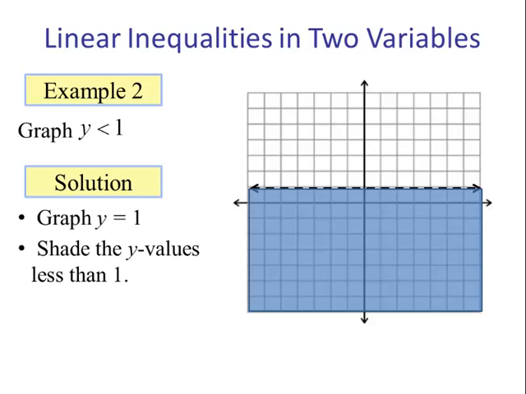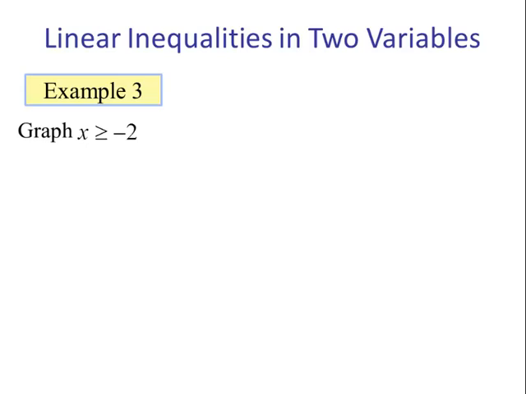Now I don't know if you noticed it, but in the previous example, when y was greater than a number, it was points above the line. For this one, when y is less than, it's points below the line. Let's do another example. Example 3.